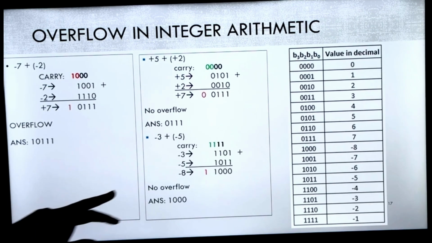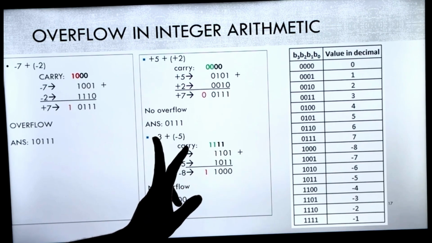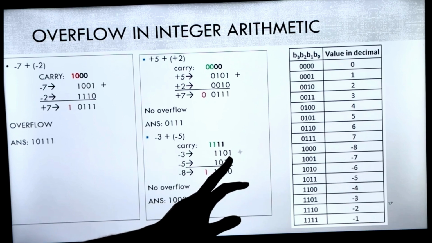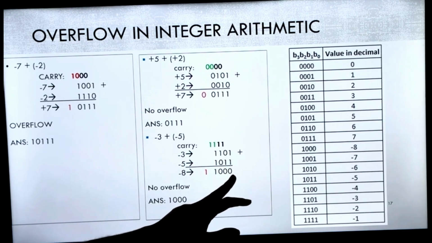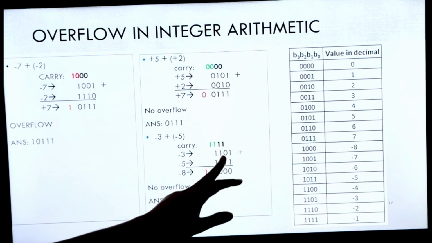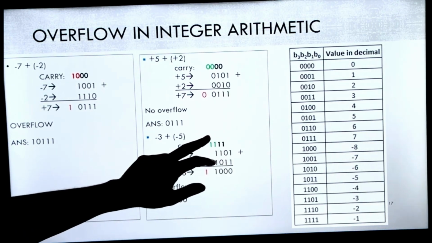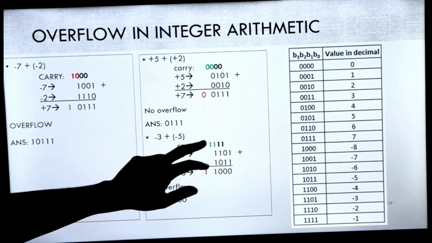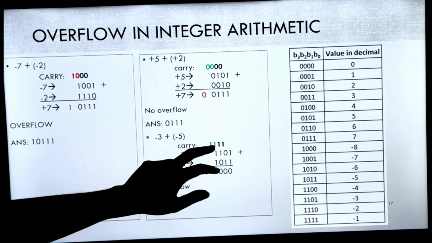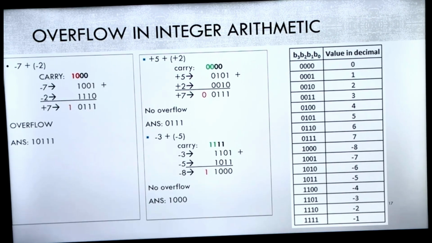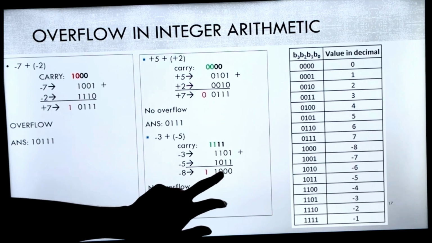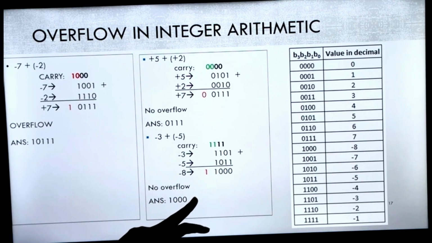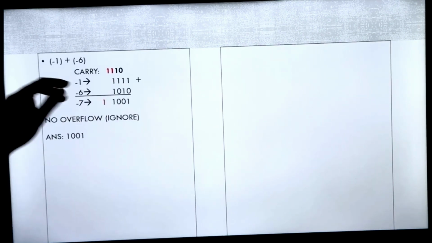Next one. See here what I have, -3 plus -5. This is -3, this is -5. Now you add it, 1 plus 1 is 0, and then 0 plus 1 is 1. So everything I have added, and I have noted down all the carry out bits. What are the first two carry out bits? 1, 1. 1, 1 means there is no overflow. So you have to ignore this one. So final result will be 1 0 0, not 1 1 0 0. Understood that? Now we have one more example, -1 plus -6.